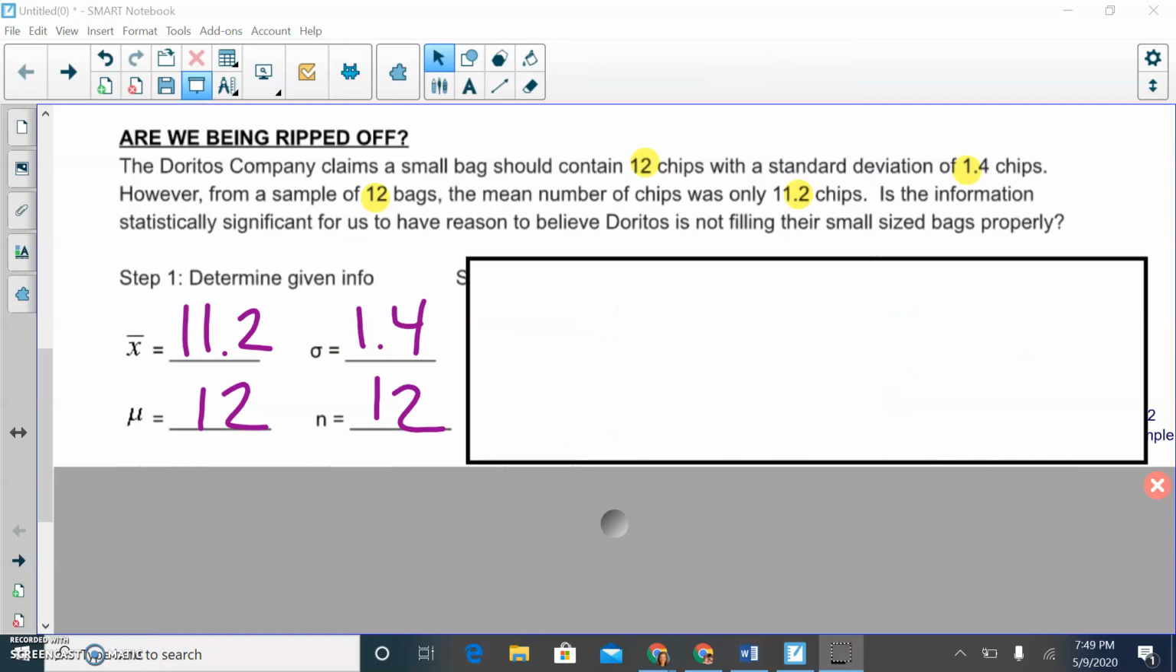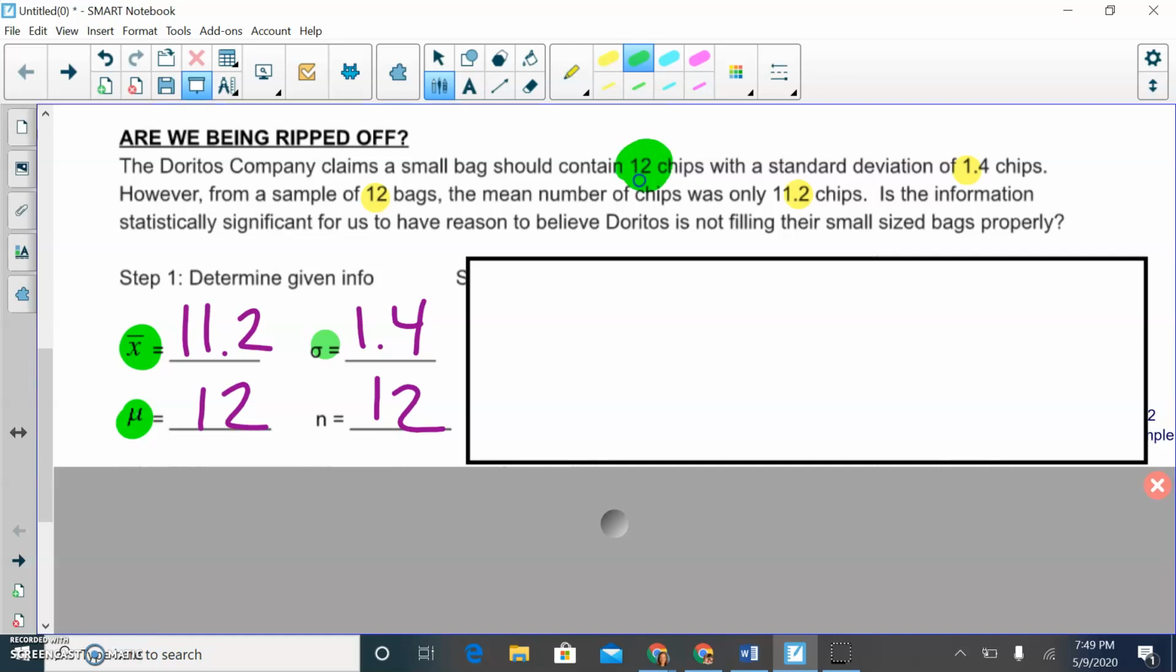X bar is 11.2. That is our average from our group, or our sample, which was the 11.2. Then we move on to the standard deviation. We are assuming that we know the population standard deviation. It tells us that it is 1.4. Mu is the average for the group. This is what Doritos is telling you is in the bag. It's telling you that there are 12 chips in the bag, so this is referring to this 12.